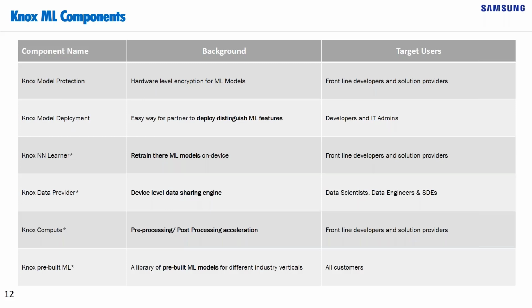Similarly, post-processing also. Knox Prebuilt ML is a library of pre-built ML models for different industry verticals. For example, I talked about battery forecast, which is one such pre-built model. And we can also co-work with customers to create more pre-built models which are more specific to those customers. So this ecosystem is also enhancing.